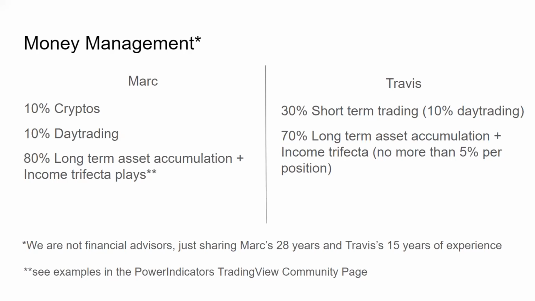For me, as far as money management is concerned, I just split it into long-term and short-term, and I say only 30% of your investable capital into short-term trading. But I do agree with Mark, no more than 10% of that into day trading. And then I say 70% into long-term asset accumulation and income trifectas, but no more than 5% per position. So the biggest takeaway from that is for short-term trading, you want a smaller percentage of your investable capital. You want the majority of your investable capital into the long-term plays, long-term investing.